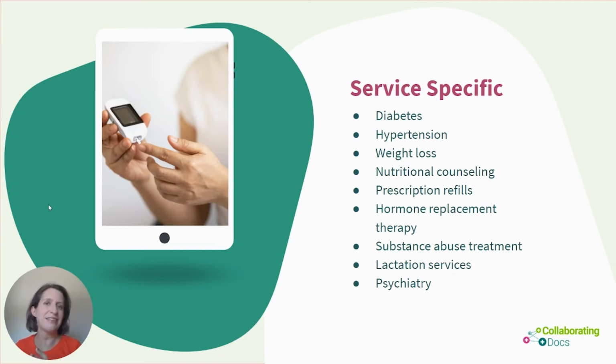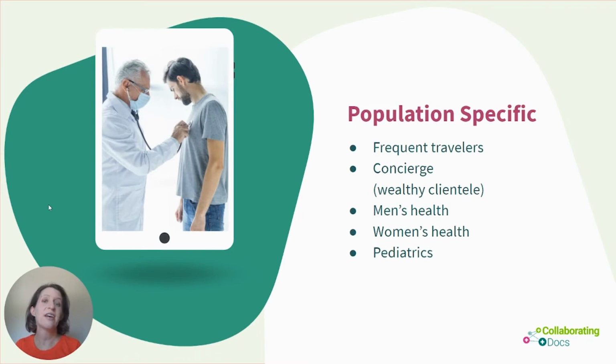Something slightly less niche, but still somewhat niche, is at least to be specific in the service that you're offering. So I am going to offer a telemed practice that helps with diabetes specifically, or hypertension, or weight loss, nutrition, refills, hormone replacement therapy, substance abuse, lactation, psychiatry. You get the idea. So there are probably a million possible services out there. Now, you're not picking all of these. You're being specific. You're picking 1, maybe 2 or 3, but the more specific, the easier to target your audience.